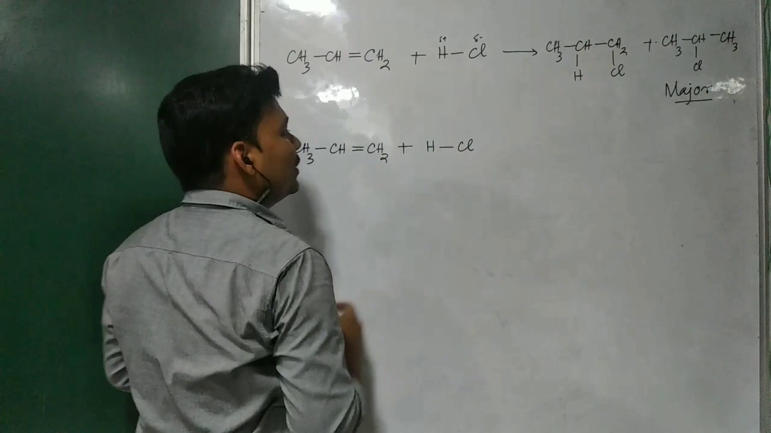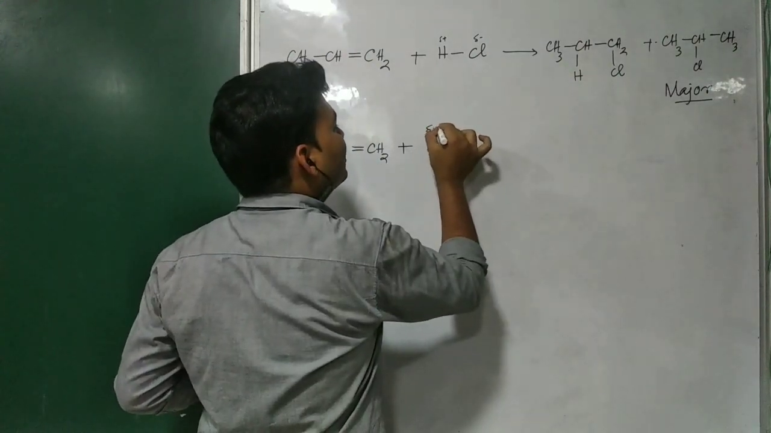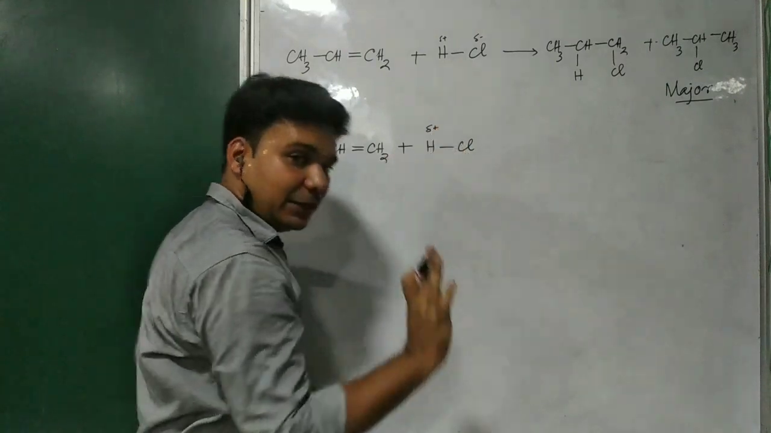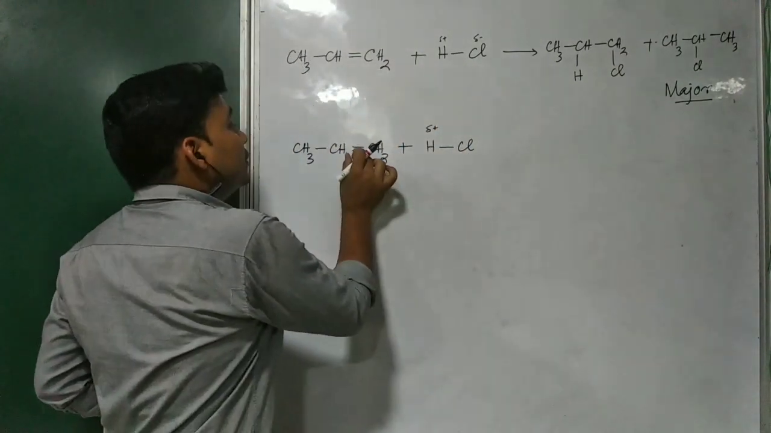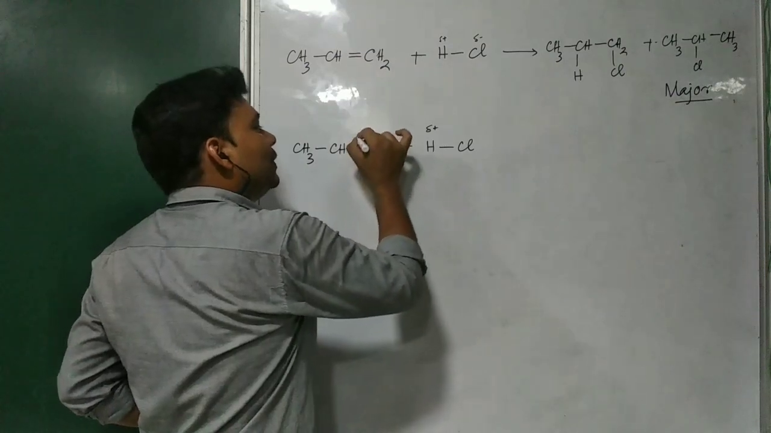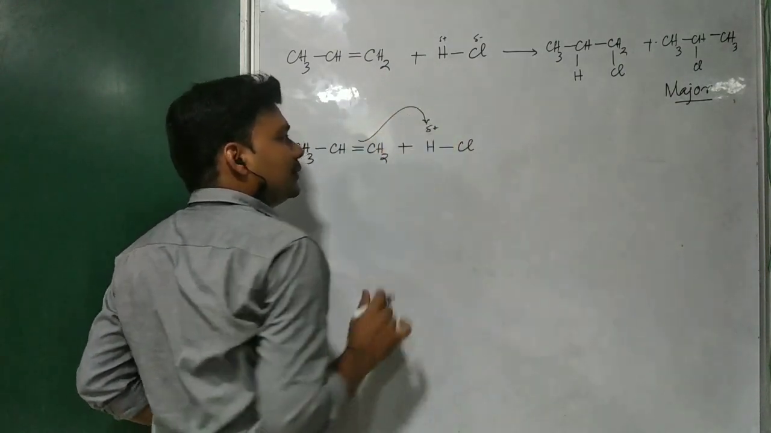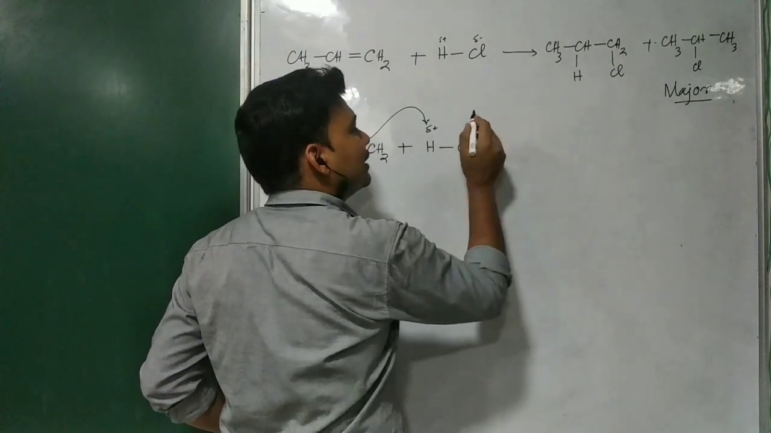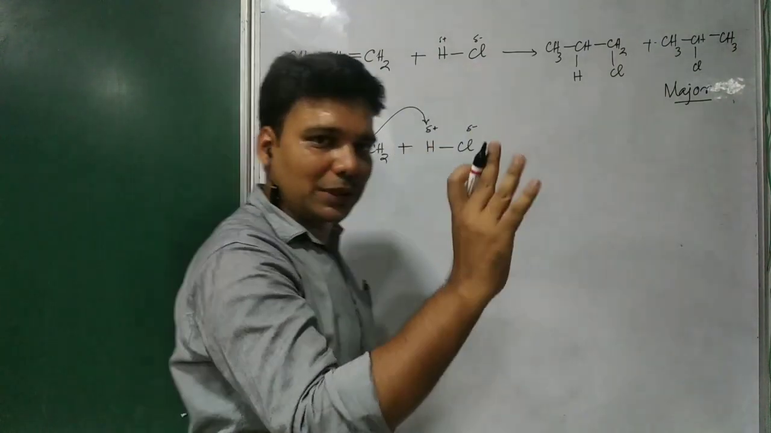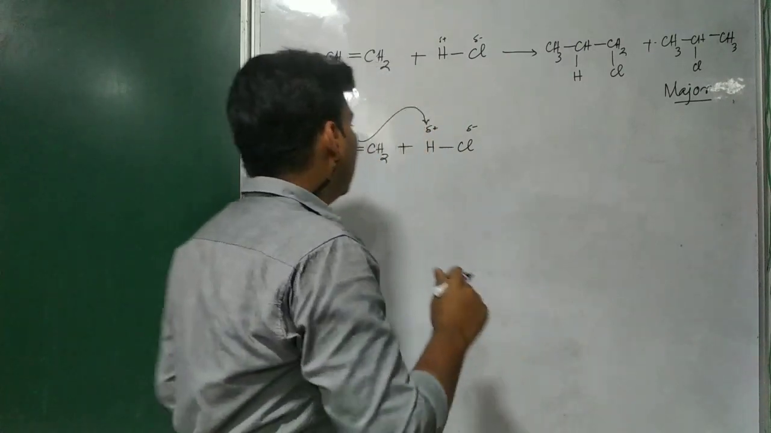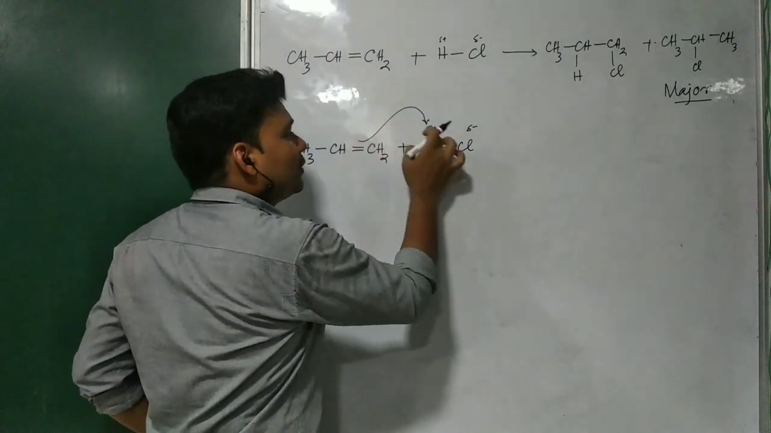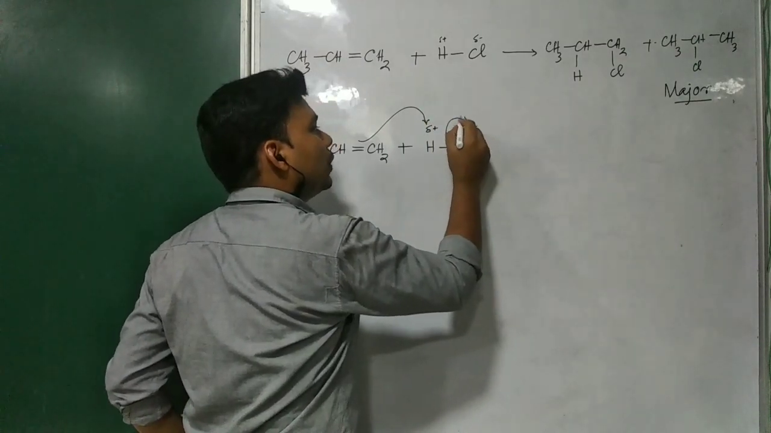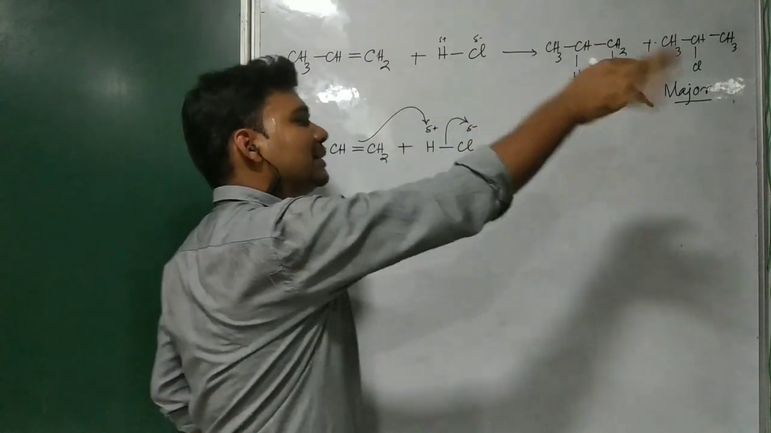So in HCl, which one is the electrophilic part? The partial positive charge that is developed over hydrogen. This pi electron cloud will interact with this hydrogen part. This bond is polarized. Partial negative charge has been developed over chlorine, simply due to the difference in electronegativity. So this electron cloud will interact with this positive part, as a result of which this bond will be broken and this pair of electrons will be completely transferred to the chlorine.